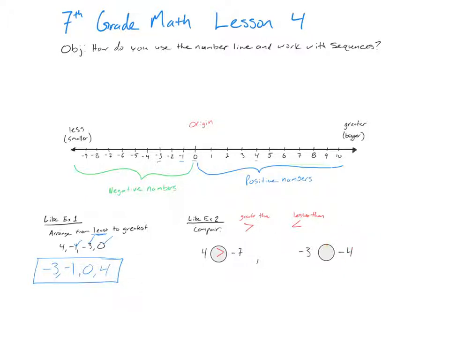Now to look at this one, notice negative 3 is here, negative 4 is here. Since negative 4 is further left, that means it's going to be smaller than negative 3. So again, I'm going to say negative 3 is greater than negative 4.